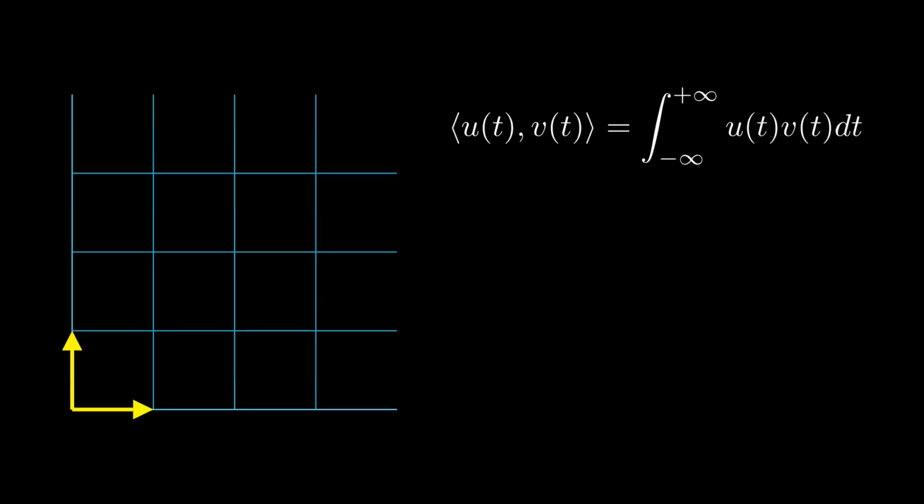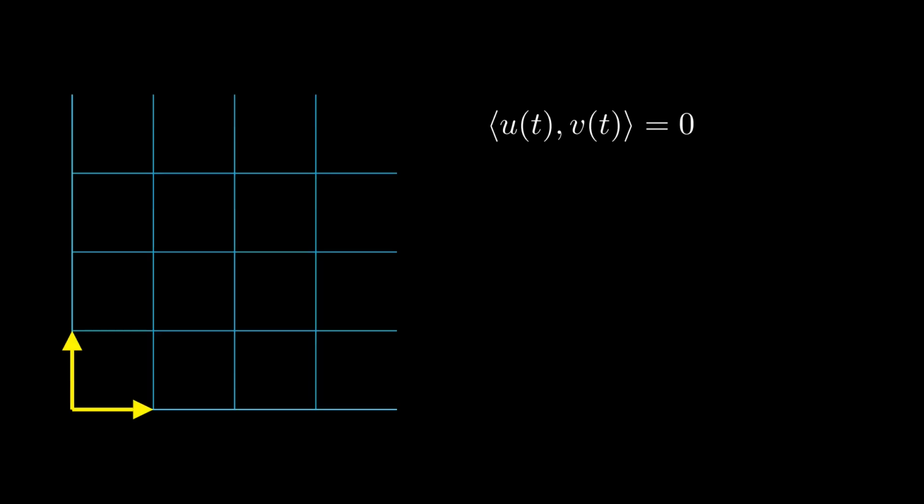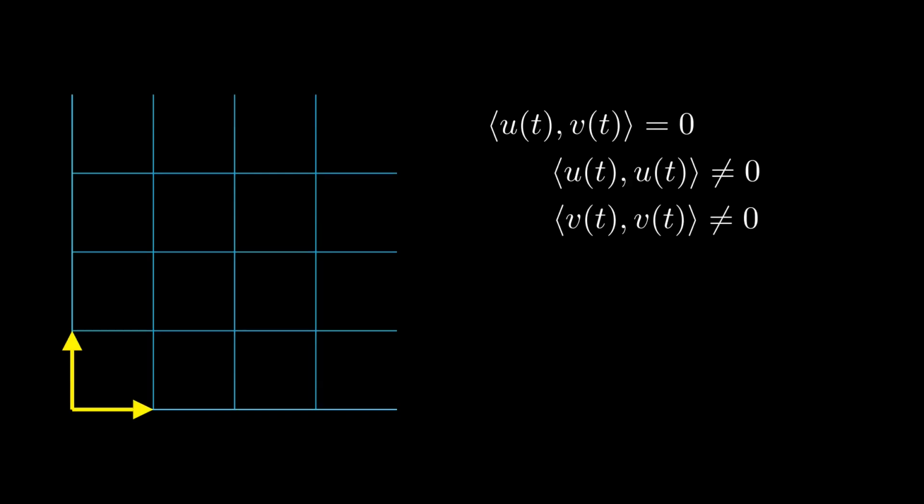If I have two basis functions, let's say u of t and v of t, I have to multiply them first, then integrate the result from minus to positive infinity, so I can check their orthogonality. If the result equals 0, then those two functions are orthogonal to each other. In addition, if I calculate the inner product of each basis function with itself, then the result is non-zero.